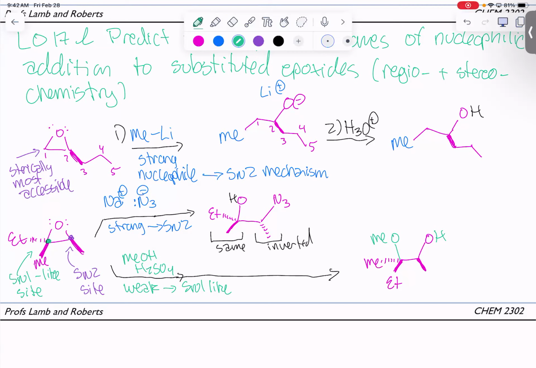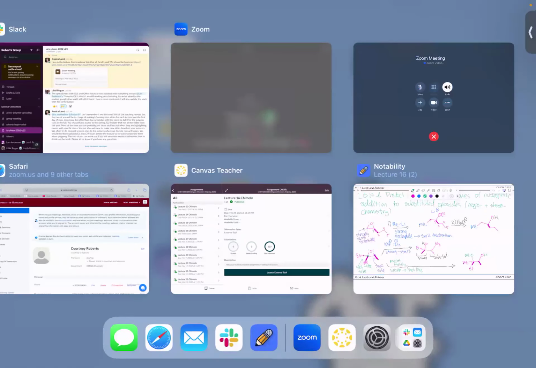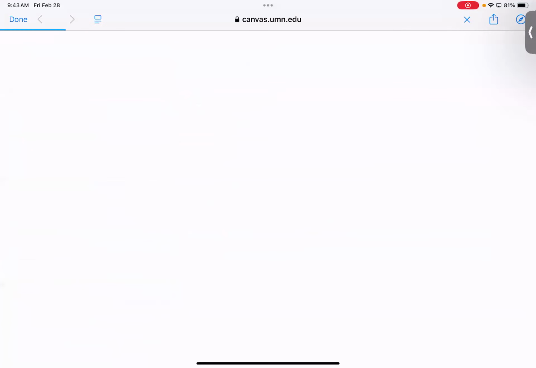All right, let's go ahead and do a chime-in question that asks exactly what we're thinking about for learning objective 17L. We're going to have to analyze our nucleophile. We're going to have to analyze our substitution pattern as well.